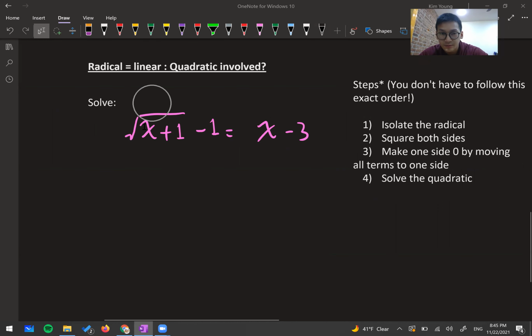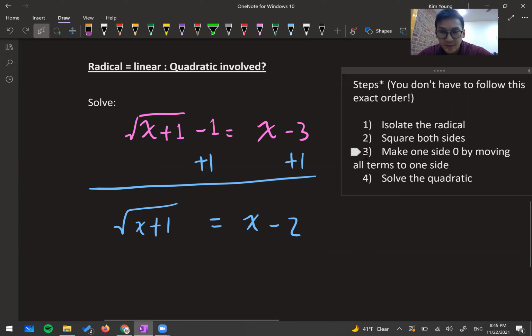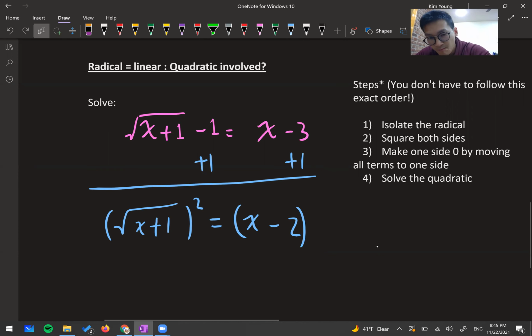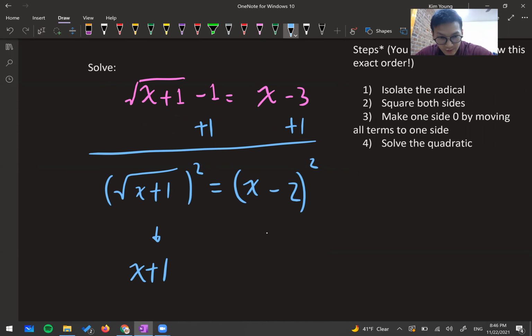So here, to get this alone, we're going to have to get rid of this -1, right? So you're going to add 1 to both sides. And you're going to get square root of x plus 1 is equal to x minus 2. And in step 2, you're going to square both sides. Squaring that is going to undo this. If you want to know why, look into the radical properties. But here you're just going to get this x plus 1.